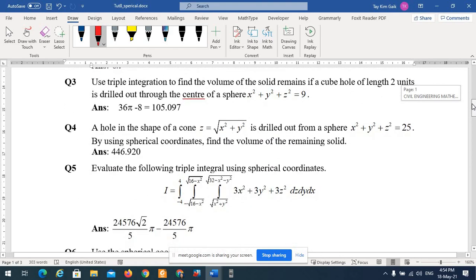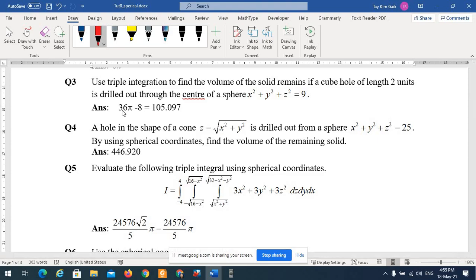Okay, and then question 3. Use triple integral to find the volume of the solid that remains if a cube hole of length 2 units is drilled out through the center of a sphere x squared plus y squared plus z squared equal to 9. Exactly, you need to find the volume of the sphere using triple integral, otherwise you can just use the volume of the sphere. Then deduct the volume of the cube, 2 times 2 times 2, so it's 8.